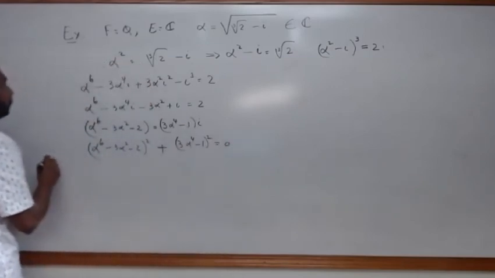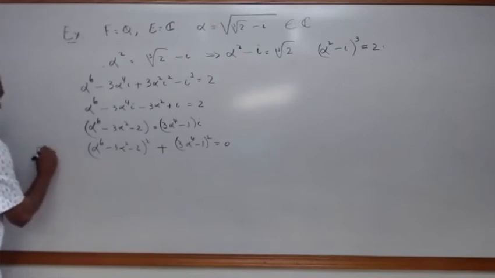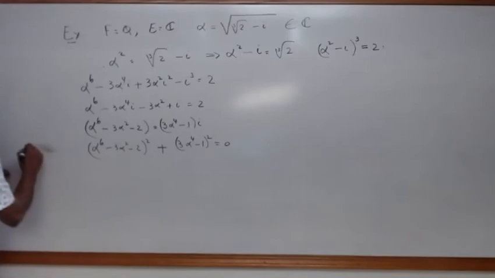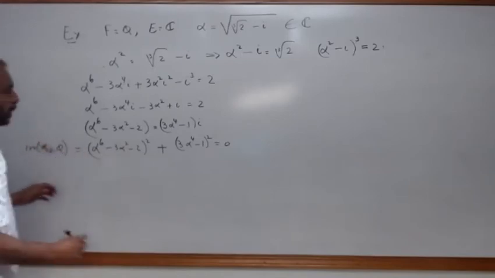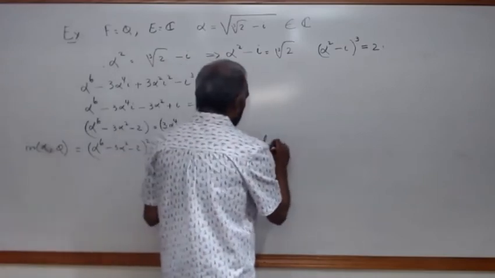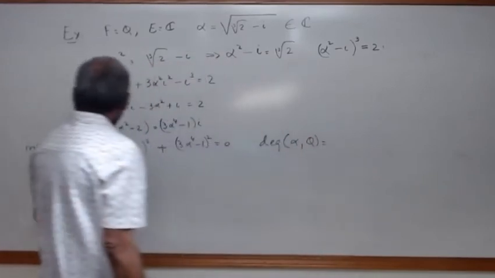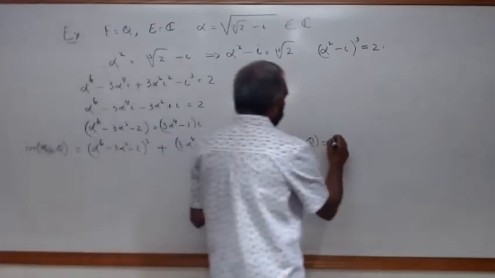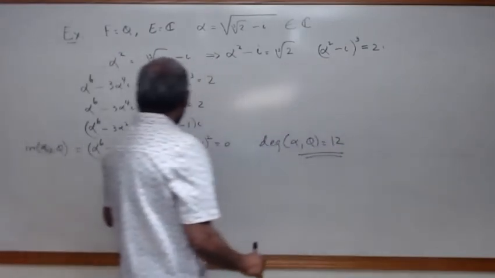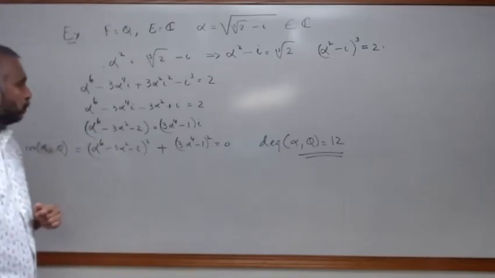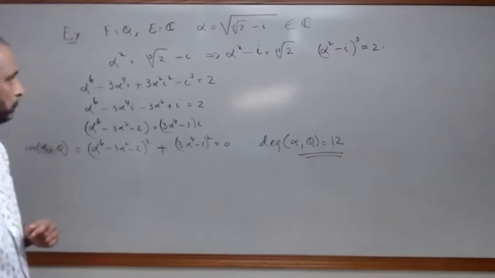So this is our irreducible polynomial. This is actually the irreducible polynomial over Q, and of course the degree is going to be 12. Definitely this is going to be a monic polynomial, and it's an irreducible polynomial too.